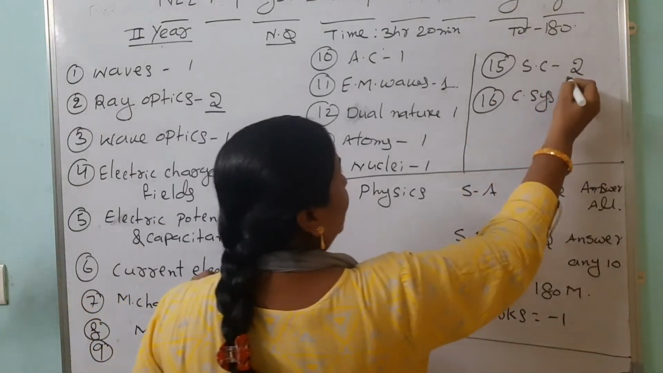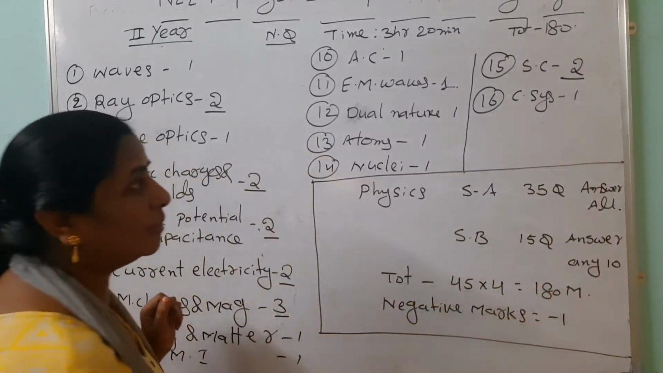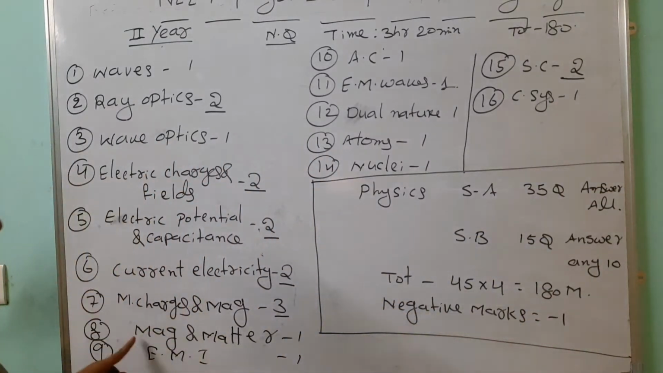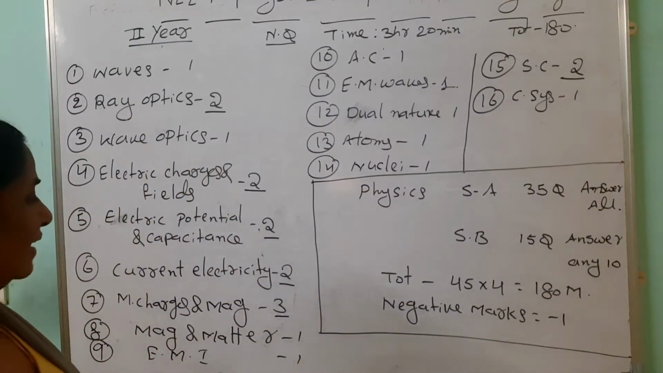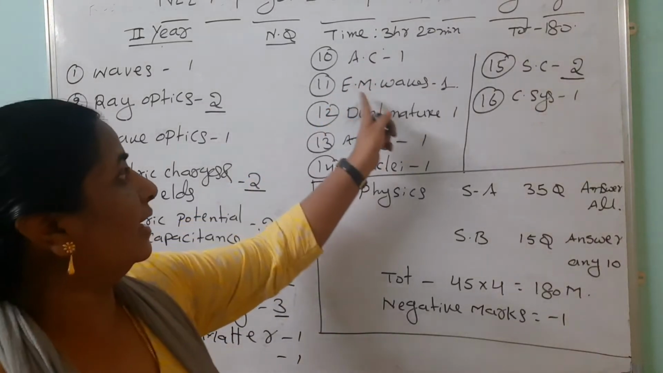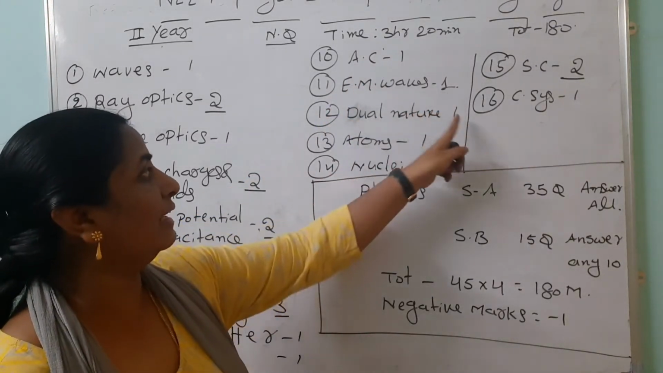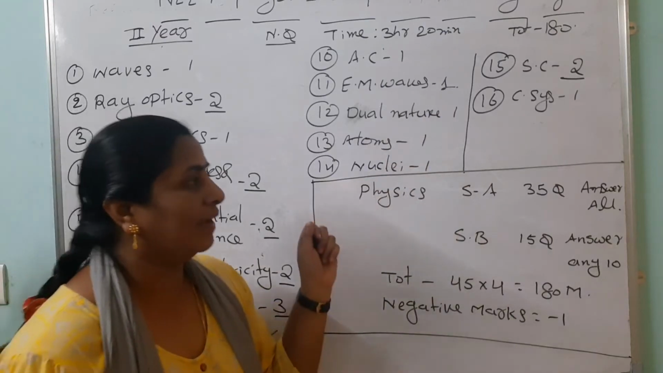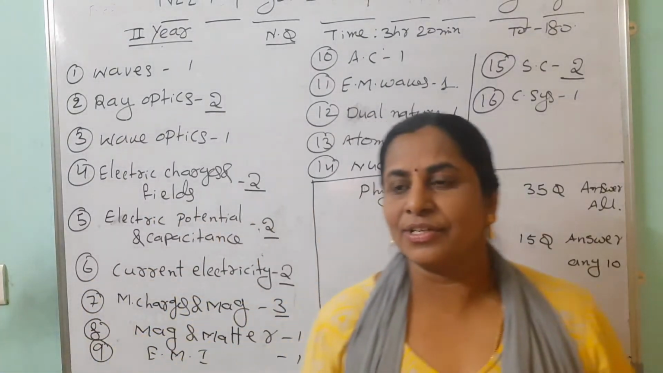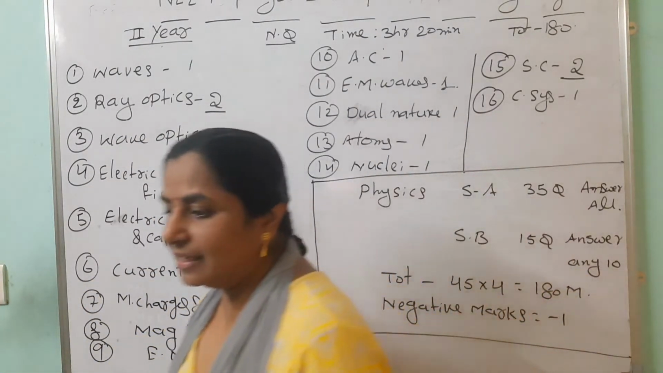And modern physics, we are expecting 2 questions from the semiconductors, and the remaining: magnetism and matter, electromagnetic induction, alternating current, electromagnetic waves, dual nature, atoms, nuclei, we are expecting 1 question each. So this is the weightage from the second year topics.